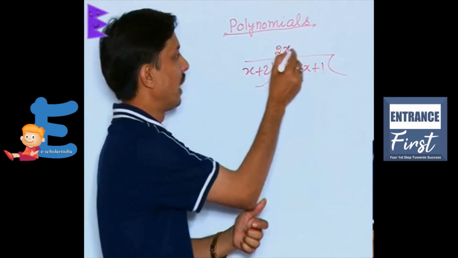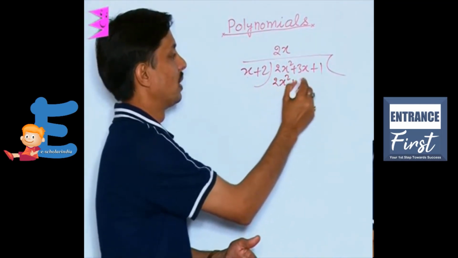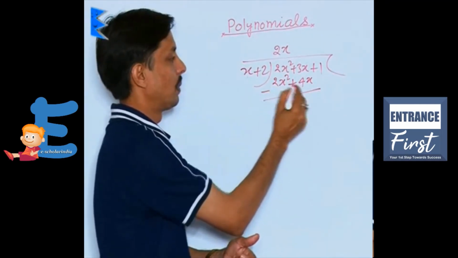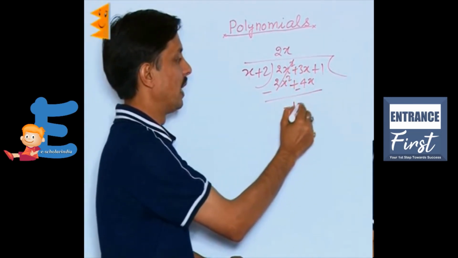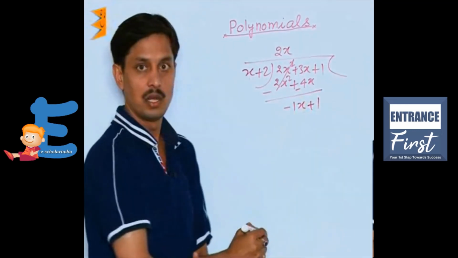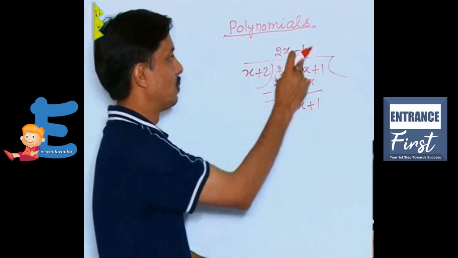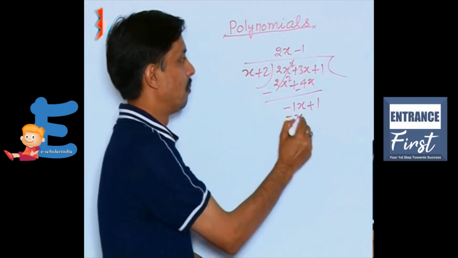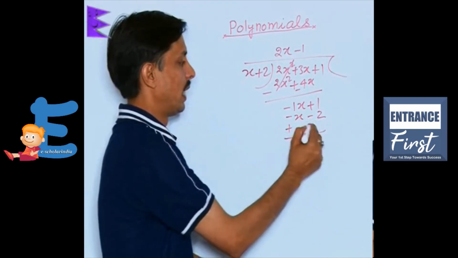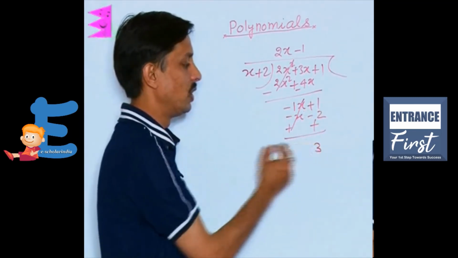It will be like 2x, then 2x when multiplied by x gives 2x square plus 4x. On subtracting we can cancel this. 3x minus 4x we will get minus x plus 1. To cancel this part we have to take here minus 1. When this minus 1 multiplies the entire divisor, we will get minus x minus 2. As per the rule, we will change the sign, we will cancel and we will get 3.